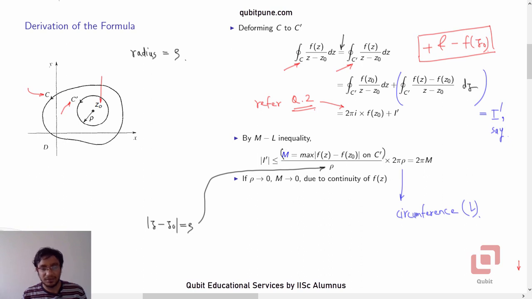Now this actually allows us to cancel rho and gives the relation that the absolute value of the integral I prime, the second integral there, has to be less than or equal to 2 pi.